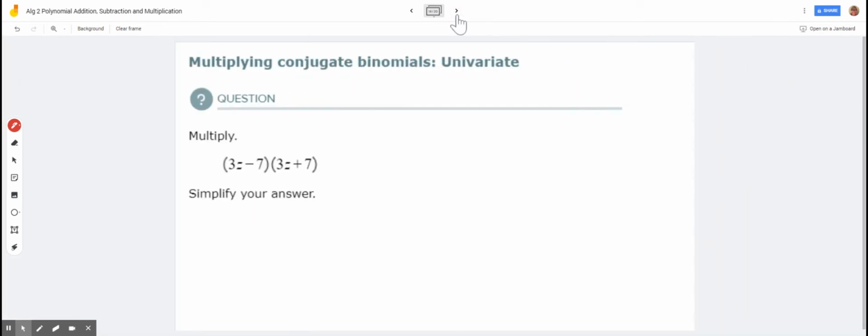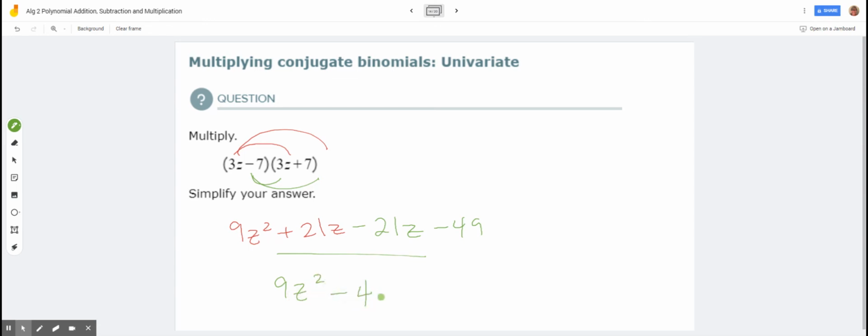Next. All right, again, FOIL it out. Okay, 3z times 3z, 9z squared. 3z times 7 plus 21z. Okay, come here to the second one, negative 7 times 3 minus 21z, and negative 7 times positive 7 is minus 49. And then look what happens to that. These are like terms, and look what happens. It disappears because it zeroes itself out.